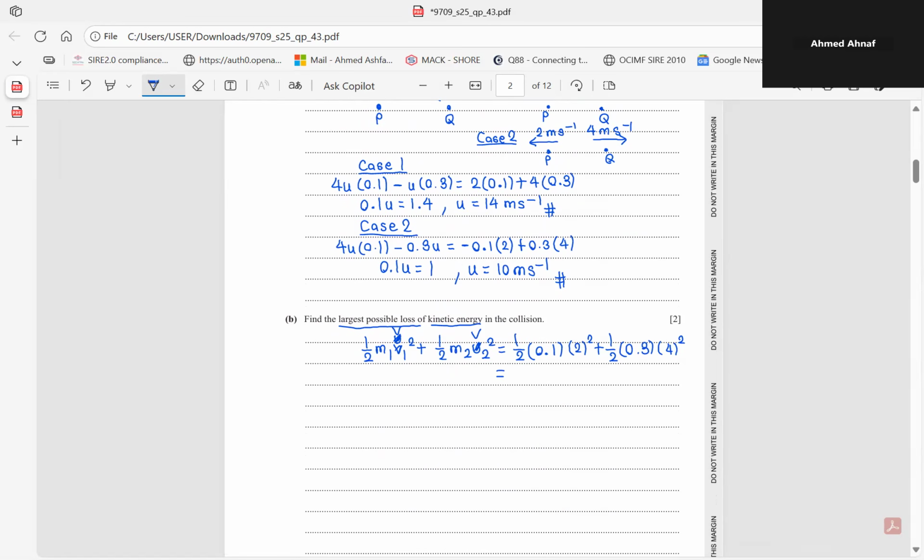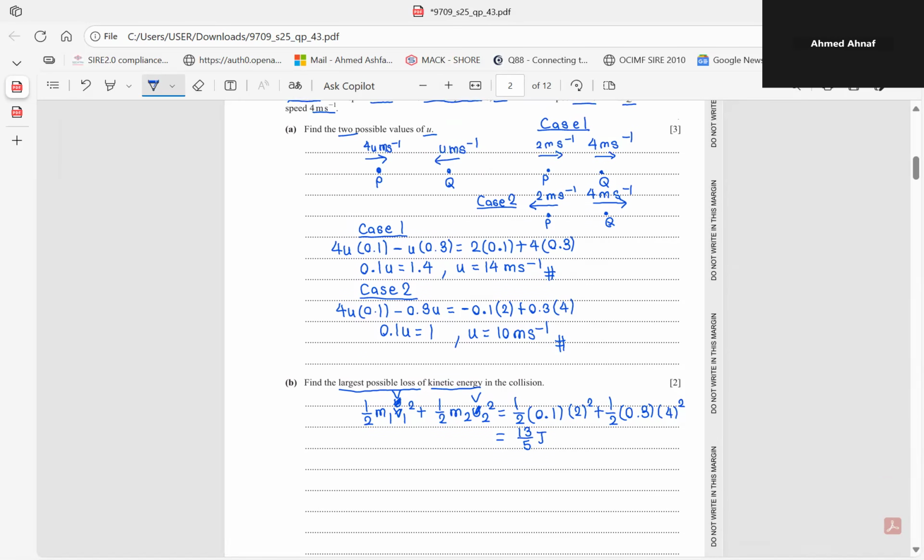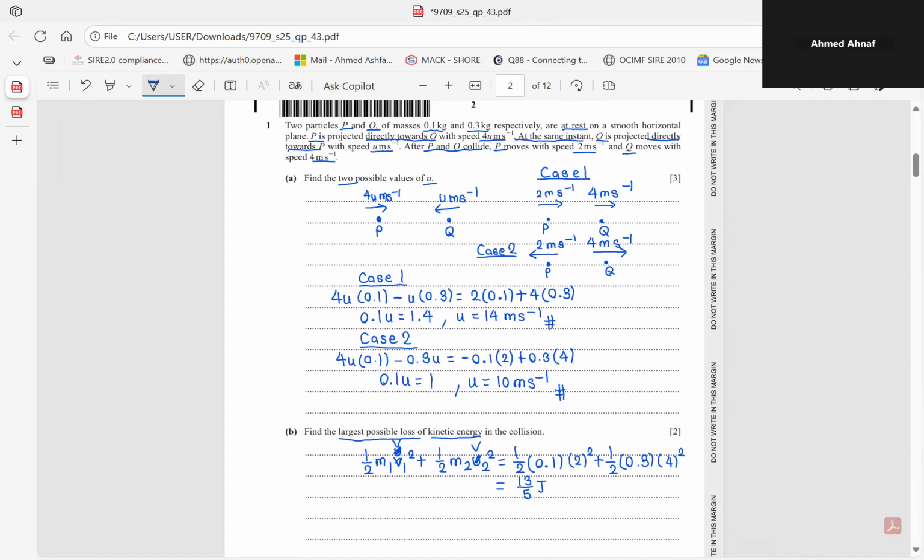Hence, this is going to be half times 0.1 times 2 squared plus half times 0.3 times 4 squared. So this is 13 over 5 joules. Okay, so this is the final total kinetic energy. So for us to have the largest possible loss of kinetic energy, our total initial kinetic energy must be as huge as possible.